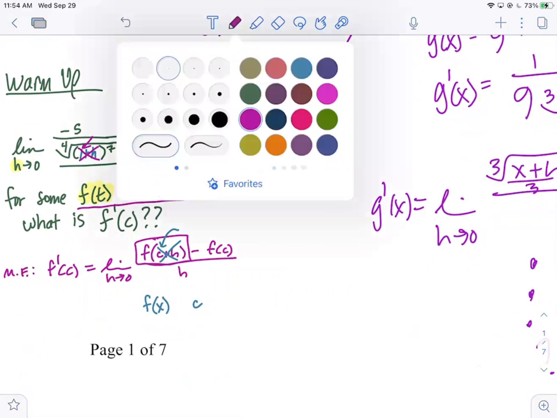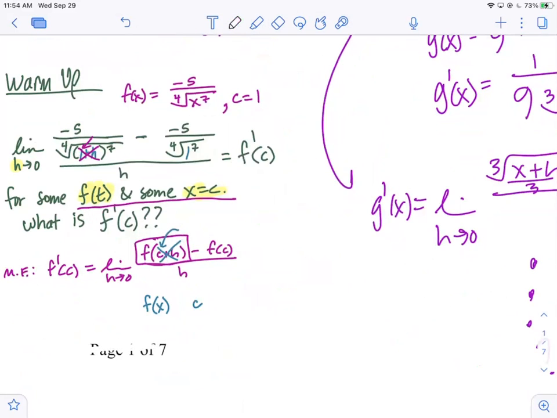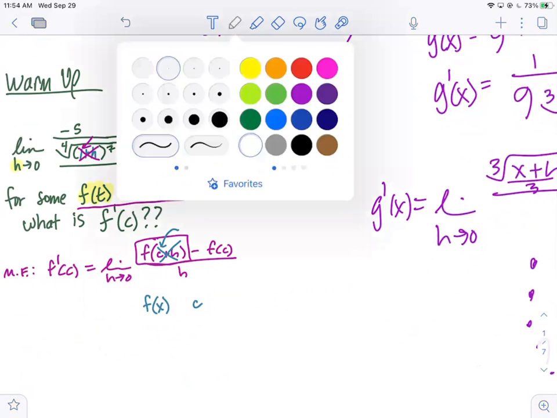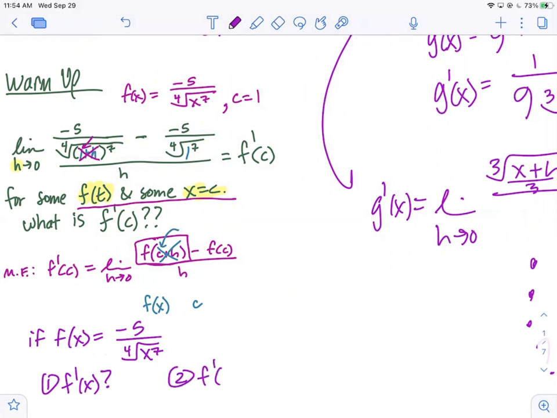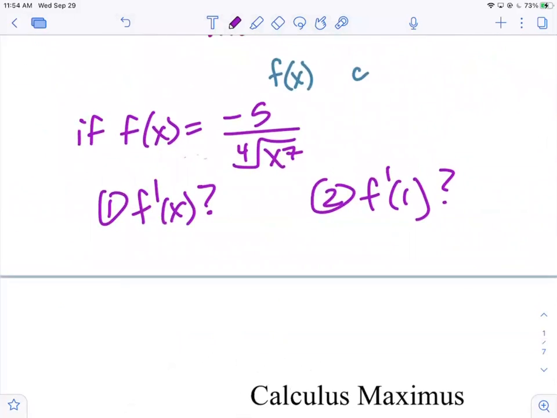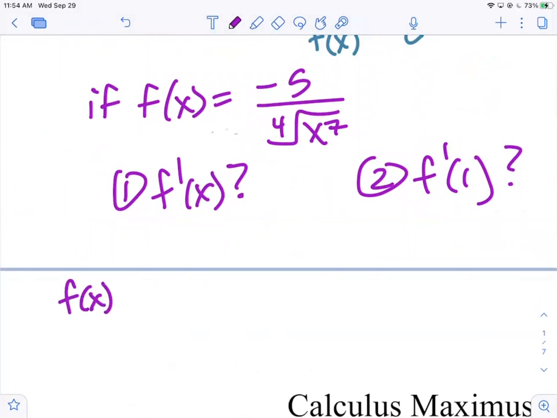So now we can kind of restate the question in something that's easier to work with. Get rid of this. We don't need that page number. Now that we've identified the function, let's just say if f of x equals -5 over the 4th root of x to the 7th, number 1, what is f prime of x? And then number 2, what's f prime of 1? Okay. Well, how am I going to find f prime of x? I can use the power rule, yes? So if I can write it in the form ax to the nth power, I can multiply and subtract.